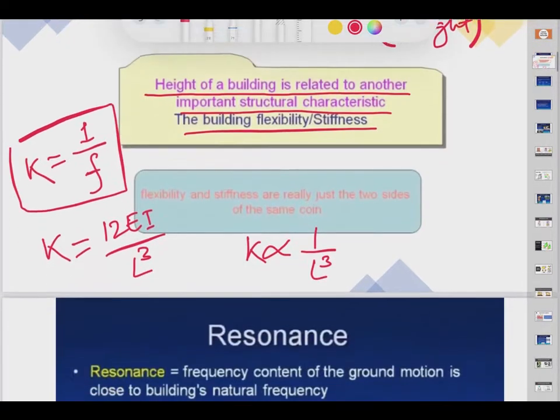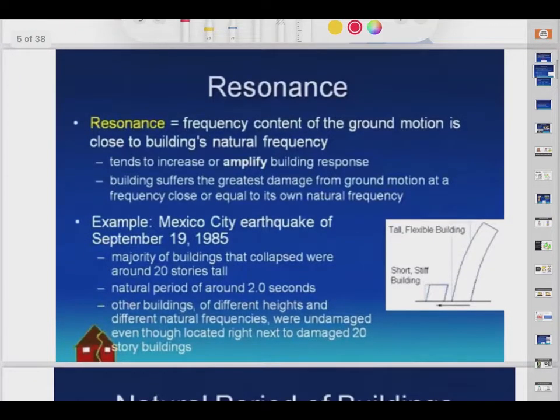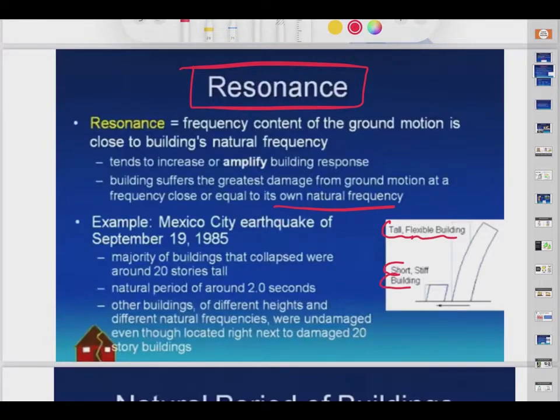So if you see the phenomenon of resonance, okay, in resonance what happens? The frequency content of the ground motion of the earthquake is close to the building's natural frequency, and in resonance the building response is amplified and the buildings consequently suffer the greatest damage from the ground motion at a frequency close or equal to their own natural frequency. Just like there are two buildings, one a tall building and another a short building. A tall building will be flexible and a shorter building will be stiffer.